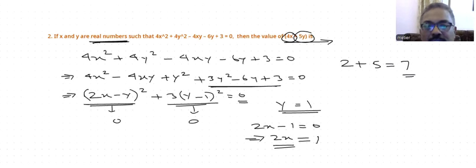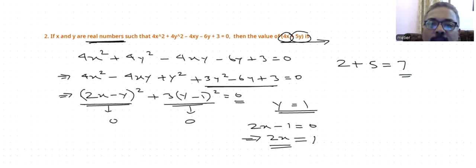Simple calculation, observation and basics. The sum of real perfect square numbers will be 0 only if they are individually 0. Again, a question from a very recent CAT paper. Next.